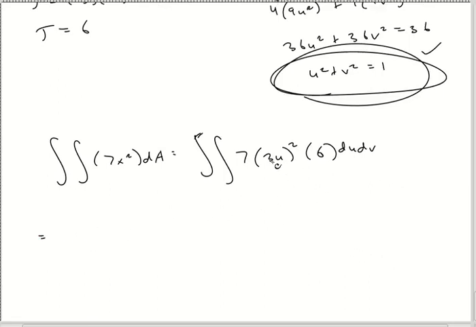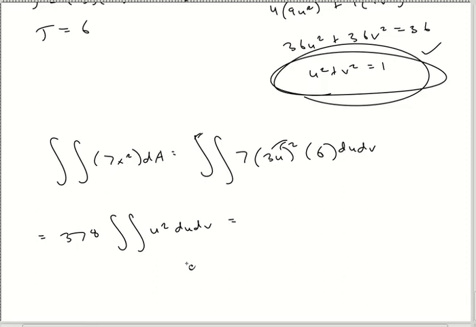That's my goal. But I'm looking at this thing, and I'm saying, okay, well, let's just see if I can integrate this. Well, if you distribute your square, you'll get a 9 there, right? So 7 times 9 times 6. We get a big number, 378. So what we're really doing is 378 double integral of u squared du dv. That's honestly what we're really going for.